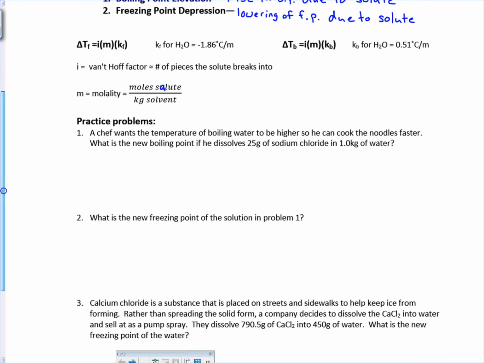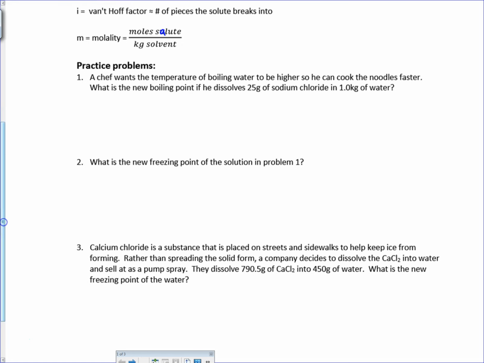All right, so we're going to go through and do a few practice problems here, and then I'll go through the main sheet. So this first one starts off, it says you've got sodium chloride, and we're wondering if a chef is adding this salt to a pot of water, how much hotter it's going to boil. You have to realize that if it's NaCl, if it's just normal salt, then the Van 't Hoff factor is going to equal 2. That'll come into play later.